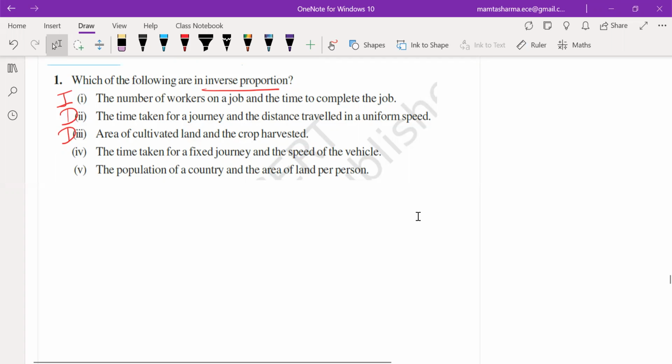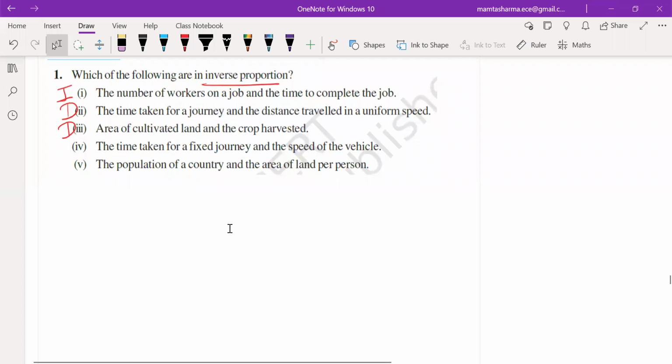Okay, Shubhra. Yes, ma'am. Read the fourth one. The time taken for a fixed journey and the speed of the vehicle. Ma'am, they're inversely proportional. How? Ma'am, because time and speed are inversely proportional. Yes. They are always in inverse proportion. Now, Nityashri. Where is Nityashri? Okay.